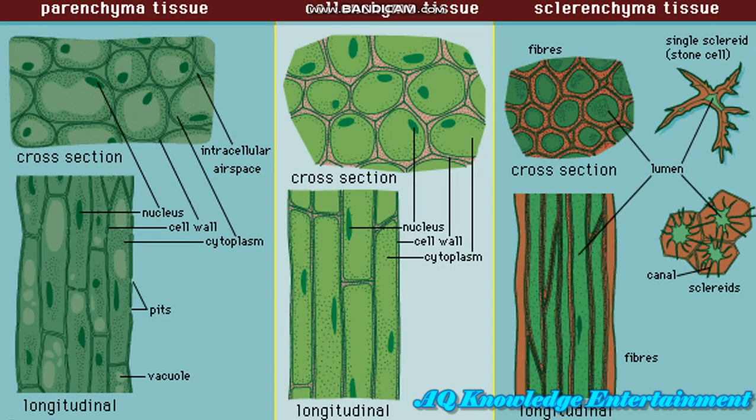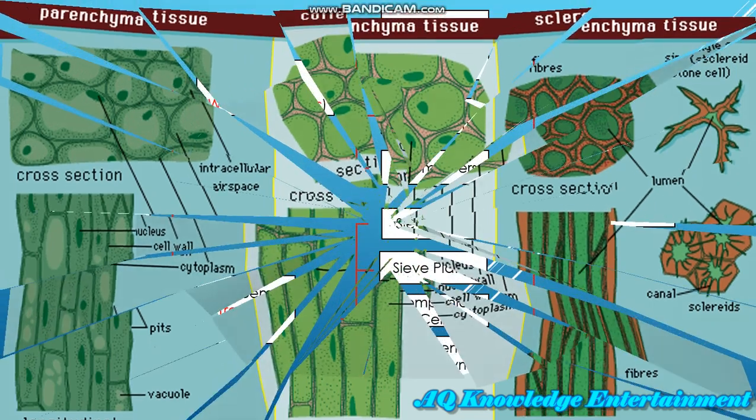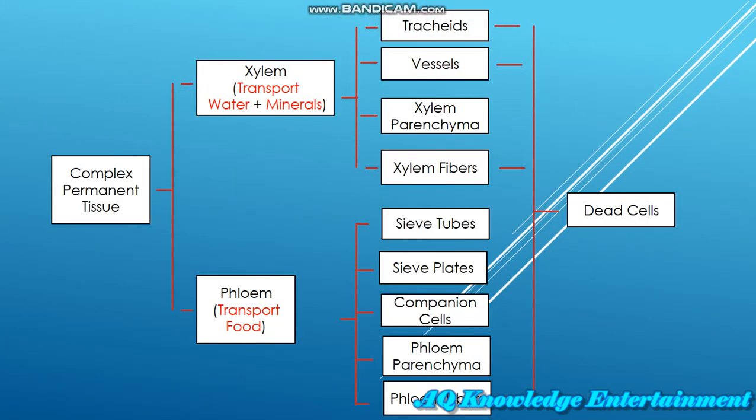Okay, so this is the diagram that I showed you earlier. So now let's move on to the complex permanent tissues. Now complex permanent tissues are mainly divided into two parts. Okay, that's the xylem and phloem.